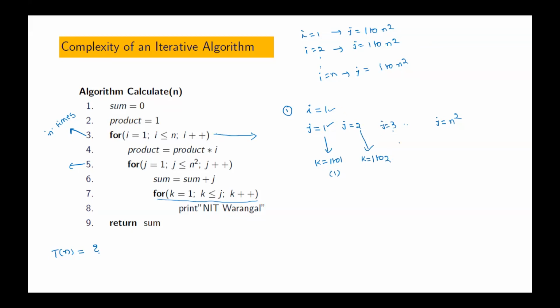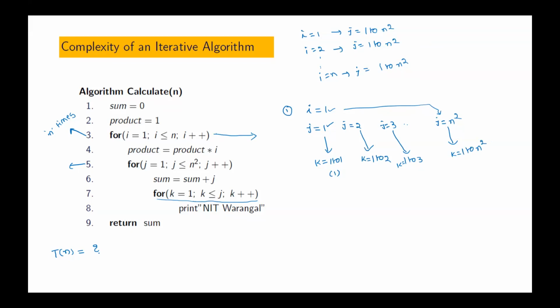When i equals 1 and j equals 3, k goes 1 to 3. And so on, when i equals 1 and j equals n square, k goes 1 to n square.